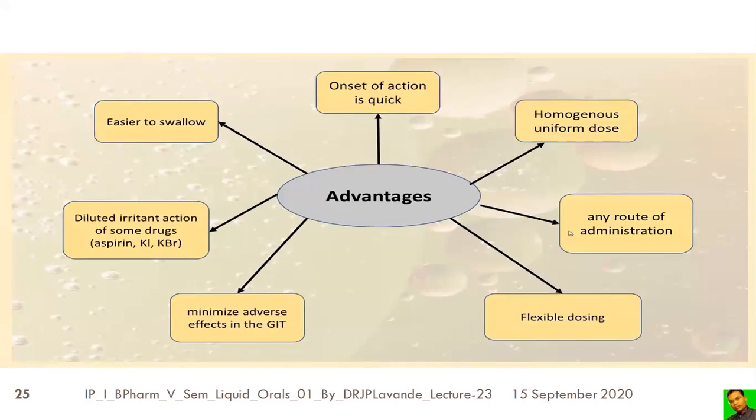The diluted irritant actions of some drugs, like say aspirin, potassium iodide, and potassium bromide. These are highly irritant, and their action can be reduced, can be diluted, can be made mild with the help of the solution dosage form.